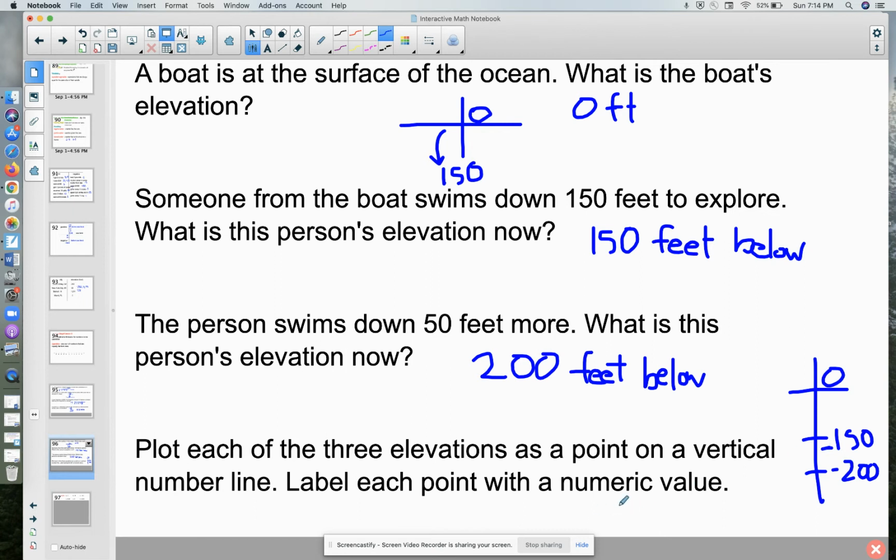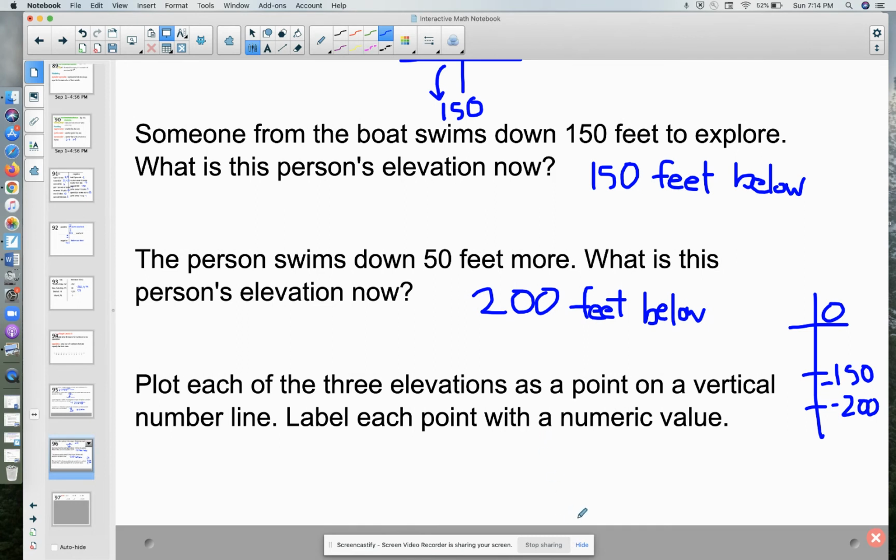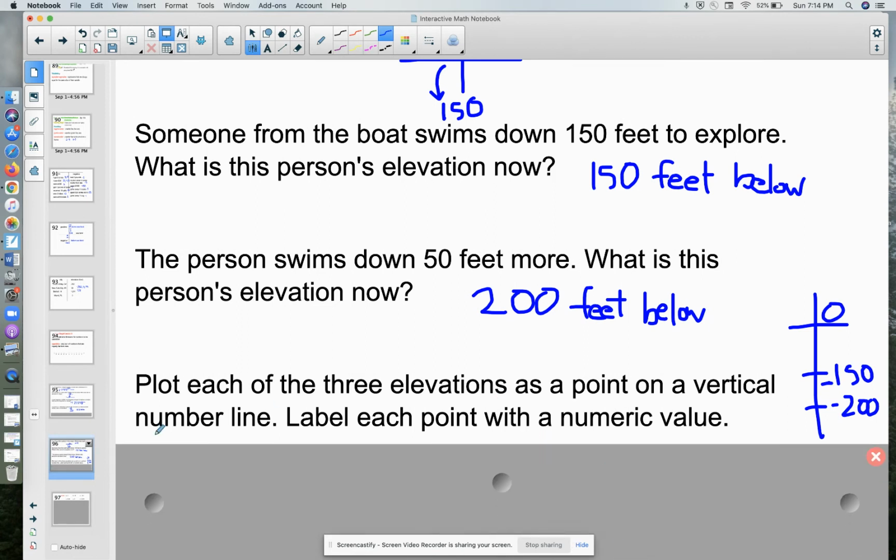A numeric value just means a number. Put the number there. Don't put 200 feet below. Don't put 150 feet below. Put -200 and -150 and then 0. All right? Okay, next.